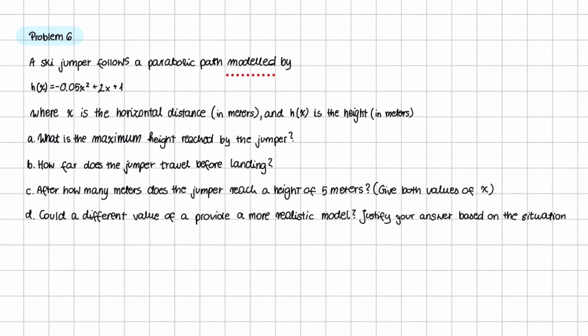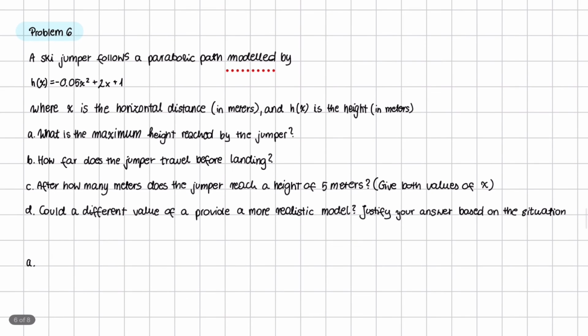Problem 6. A ski jumper follows a parabolic path modeled by, and we are given a function h(x), where x is the horizontal distance in meters and h is the height in meters. And in A, what is the maximum height reached by the jumper?